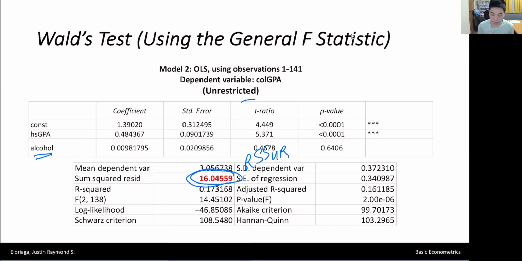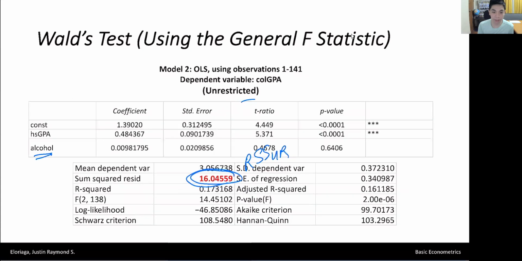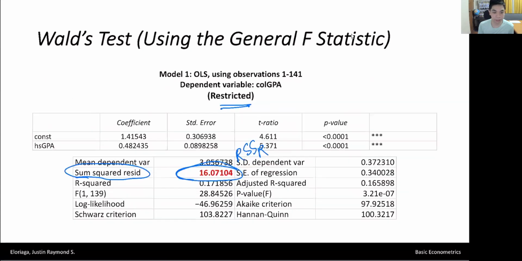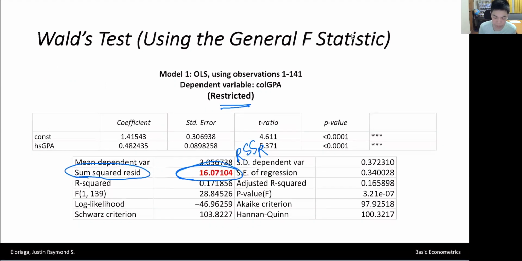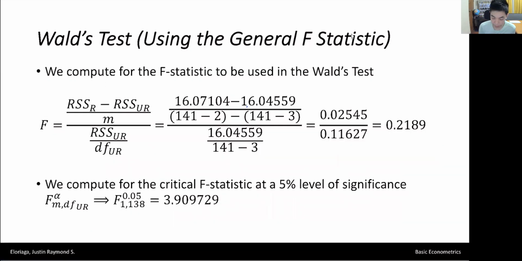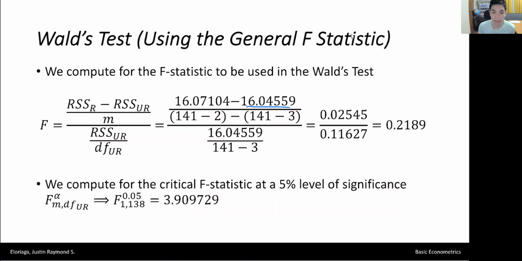So you have various things here, and you can plug them into our formula. This will come quite simply. Let's see how this is computed. This RSSR is the number here, 16.07. This 16.04 is this number here. Now, how did we get 141 minus 2?